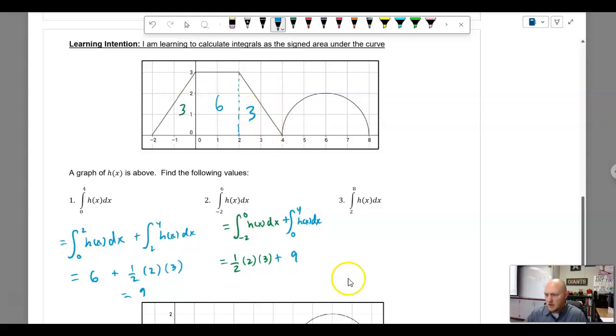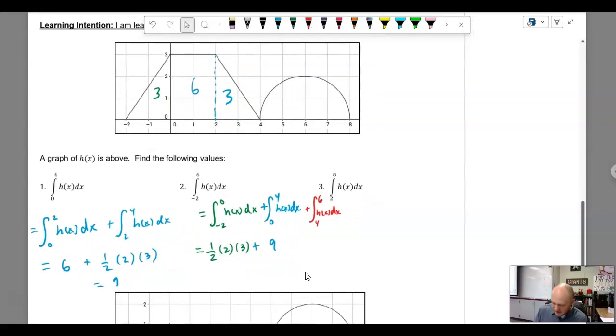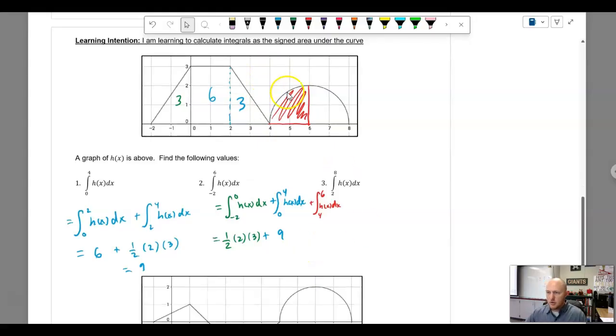Okay, and then I have to go ahead and calculate the area from 4 to 6 of h of x dx. And that's going to be this region right here, area under the curve here. So this is a semicircle, half of a circle, and so you need to know the area formula for a circle, which is pi r squared. For a semicircle, I'm just going to cut this in half. So this area would be half, and then the region that I want is actually a quarter of a circle.